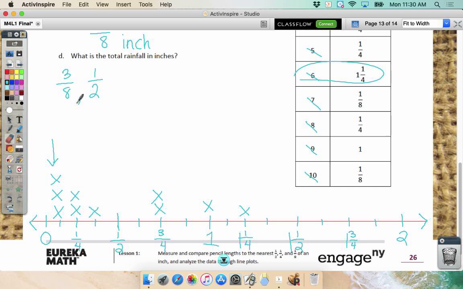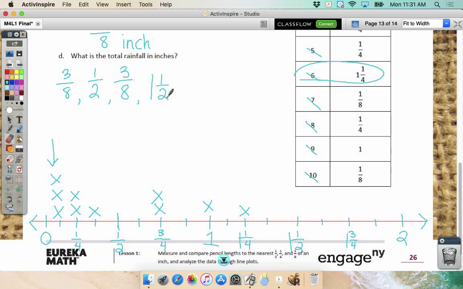Elijah, you with me? And then what would I write for this one? 3/8 again? That's okay, because we can add these up. And then what do I have next? 3/4 plus 3/4 is 6/4, which is 1 and 1/2. Or 1 2/4, right?